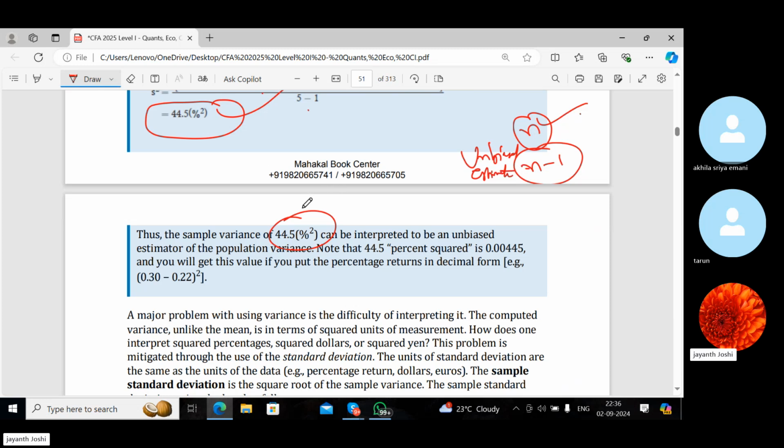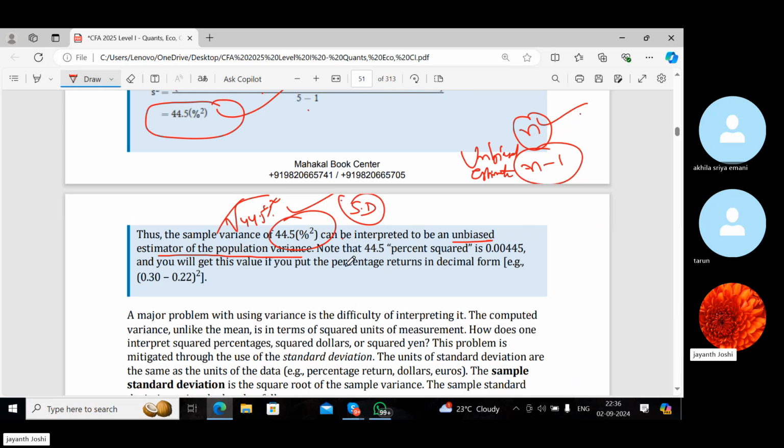So if you get 44.5% squared, whatever we have got, and if you take the root of this, you get the standard deviation. Okay. So this can be interpreted as an unbiased estimator of population variance. That means this shows the variance in the population very firmly, without any element of doubt.